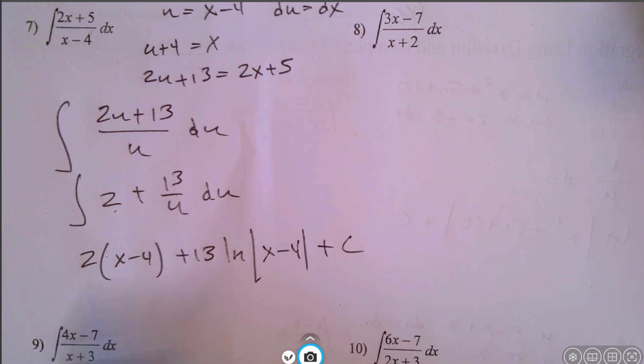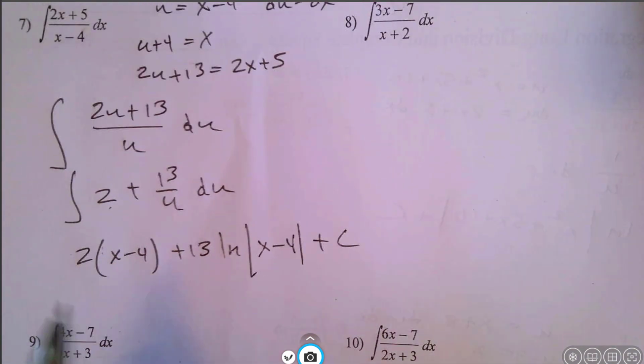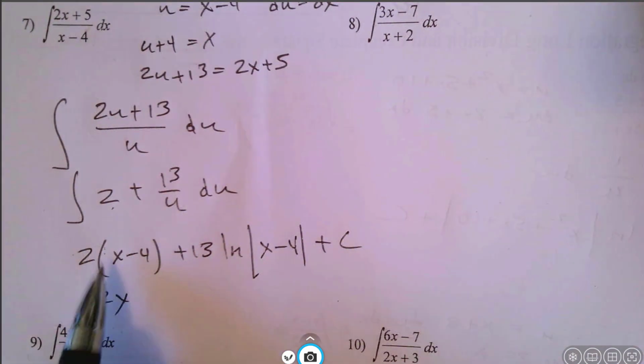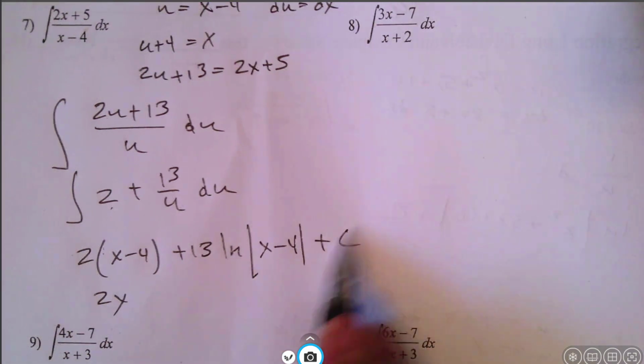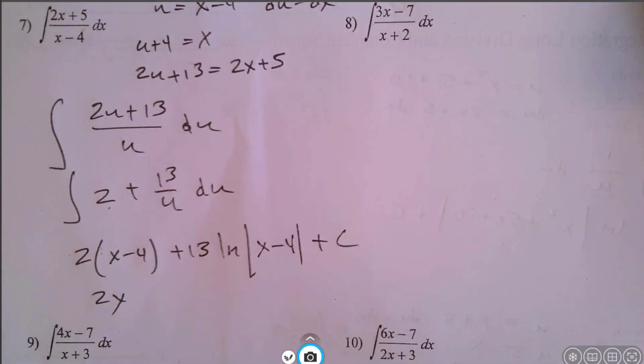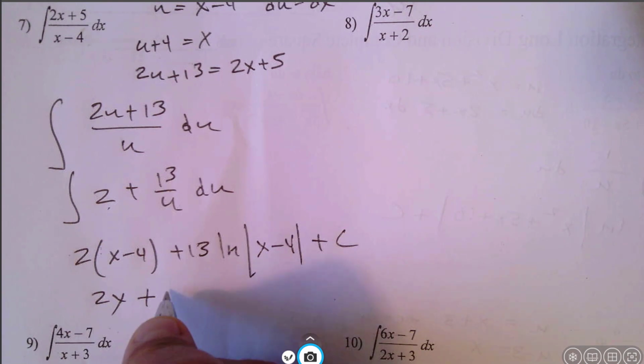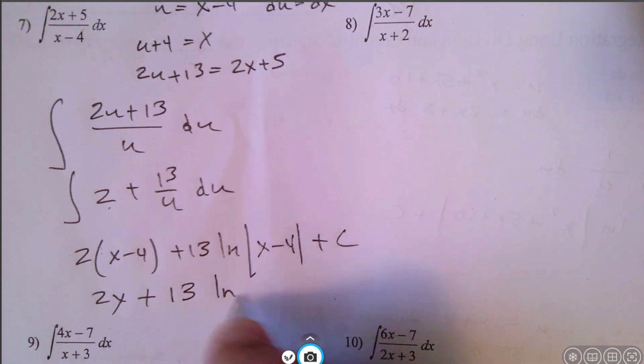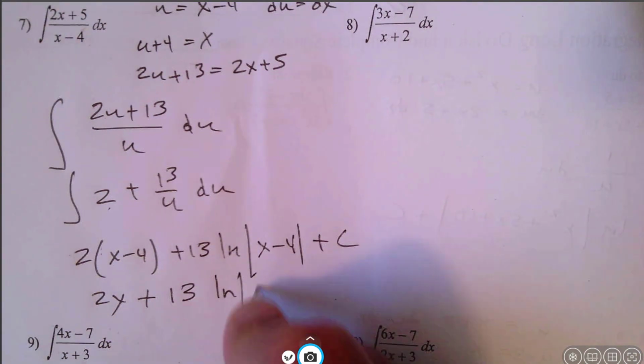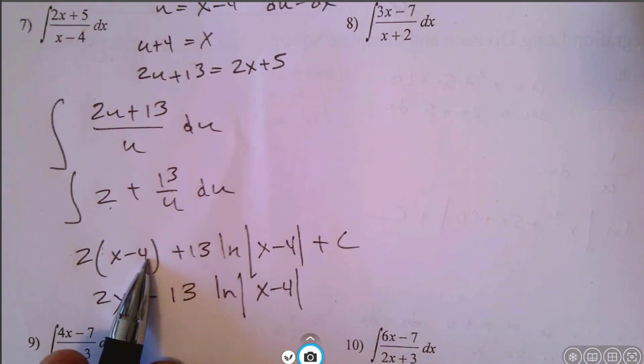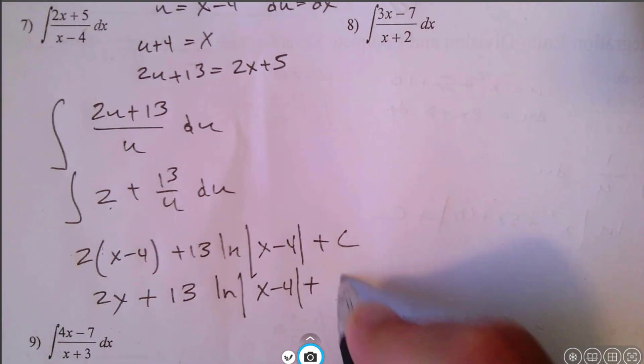Simplify it. Distribute here. That's going to be 2x minus 8, but the negative 8 you can think of as being absorbed into the constant. So we're just going to put that at the end, and then we write down the rest of it: natural log, absolute value, x minus 4, and the negative 8 in the c gives us the c.